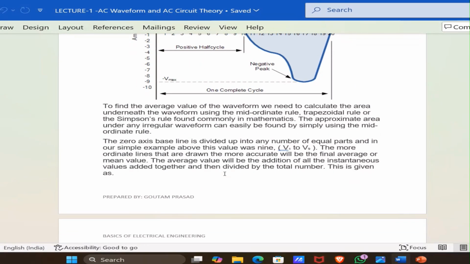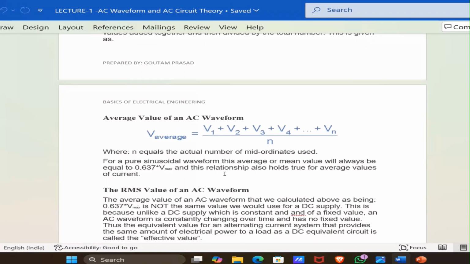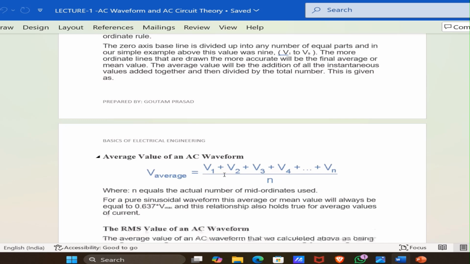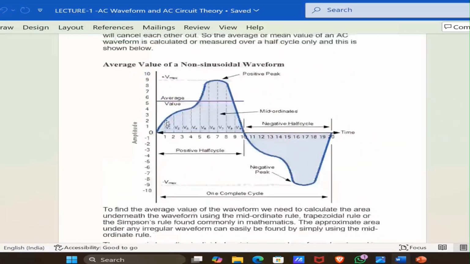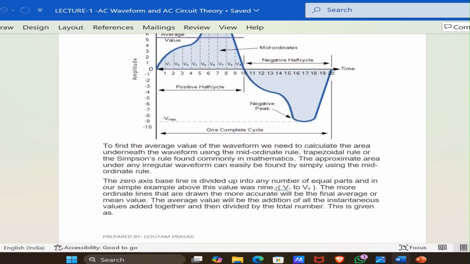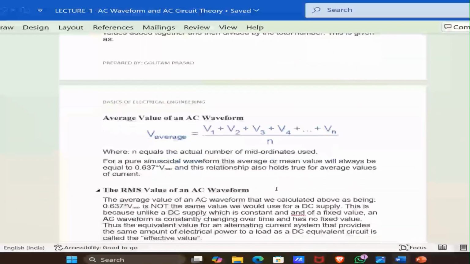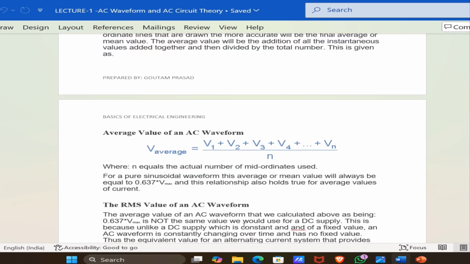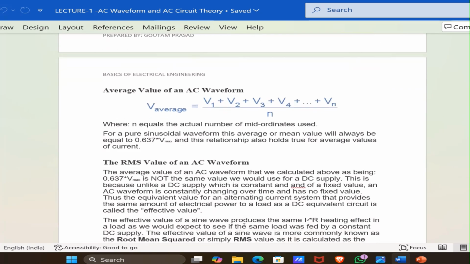Any sine wave or a complex wave attains a maximum value of the voltage over the time. Right? Now, how do we calculate the average value? If you sum up all the values at different times 1, 2, 3, 4, 5, 6, 7, 8, 9, 10, and then you divide it by the number of periods you have taken, then you get the average value of the voltage or the current, right?